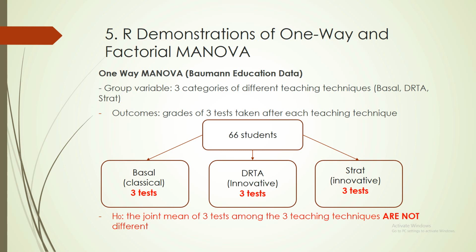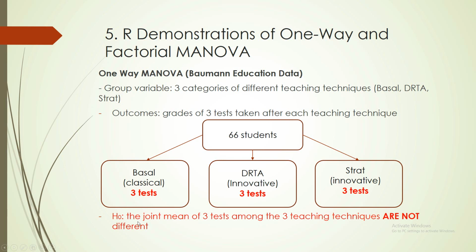done to the students. So in this data set, we have 66 students, and 22 of them are put into the basal category. 22 of them were put into the DRTA category, and 22 of them were placed in the strat category. Now, the basal category is the classical method of teaching, while these 2 are more innovative methods of teaching. And after the students were done with the lesson, they were each given 3 tests.